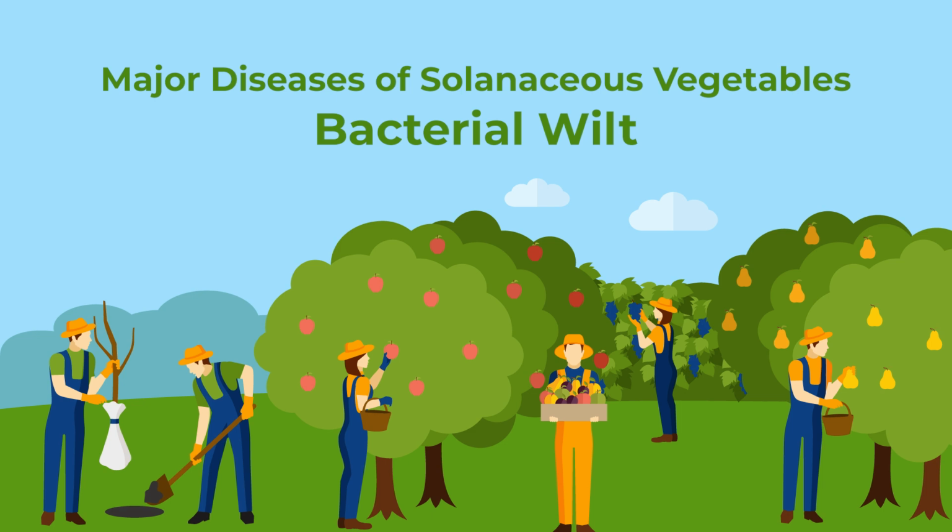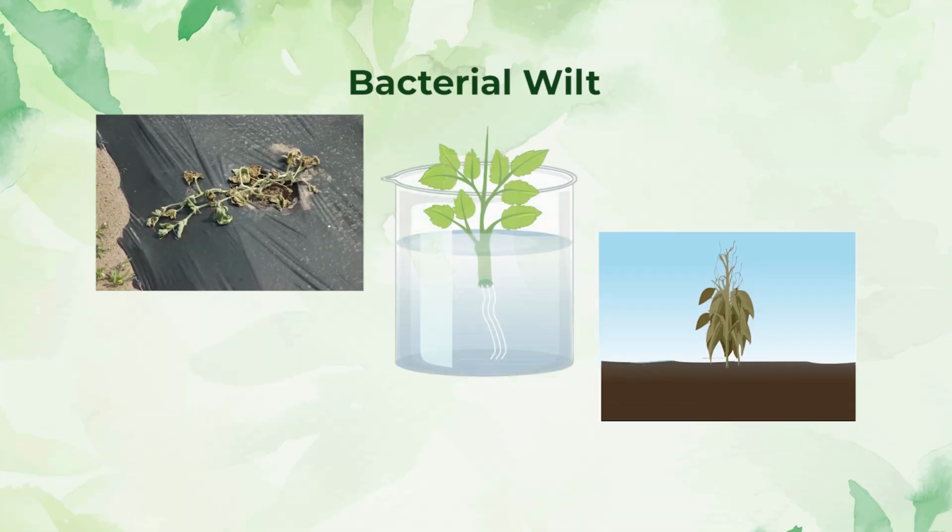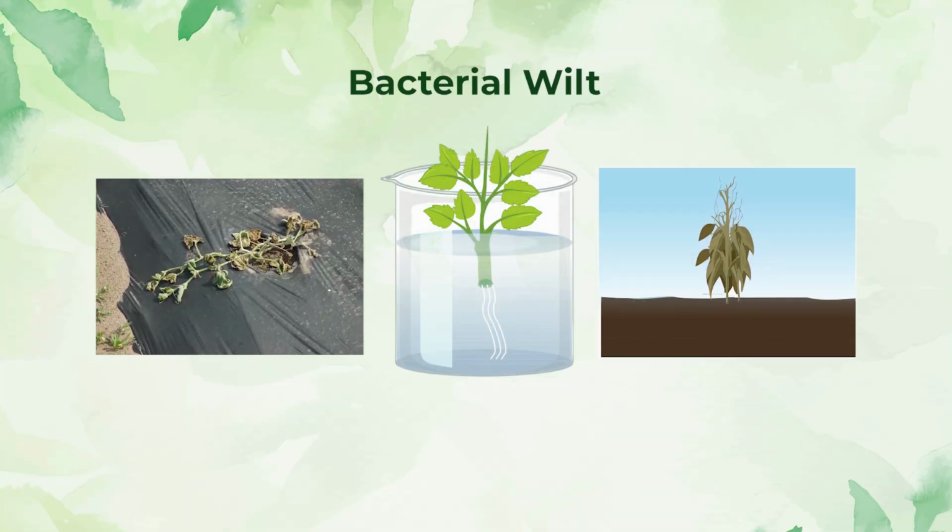Fifth, bacterial wilt. It is a common disease of all solanaceous vegetable crops. Bacterium Ralstonia solanacearum is found associated with the disease. Sudden wilting of plant without yellowing and collapse of entire plant are primary symptoms. When an infected plant is cut and dipped in a glass of water, a thread-like milky substance oozes out from the cut end of the stem.